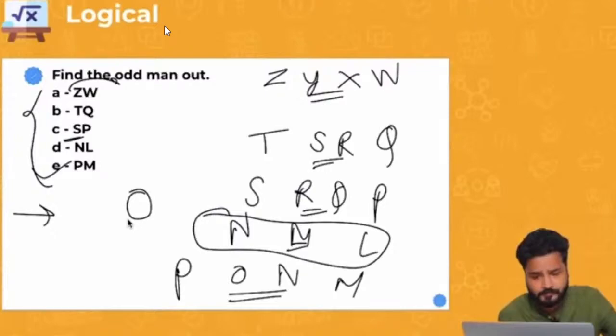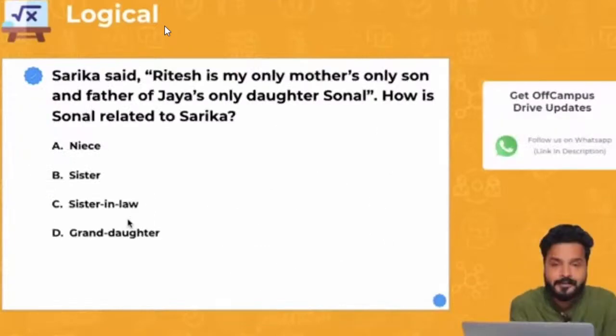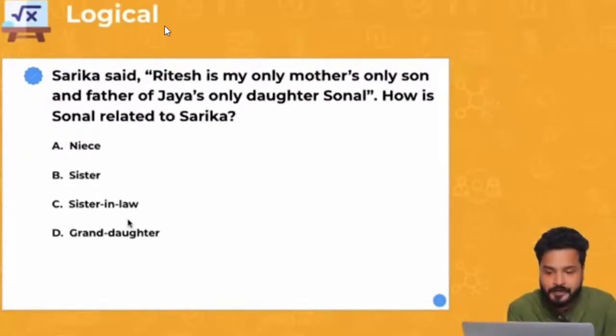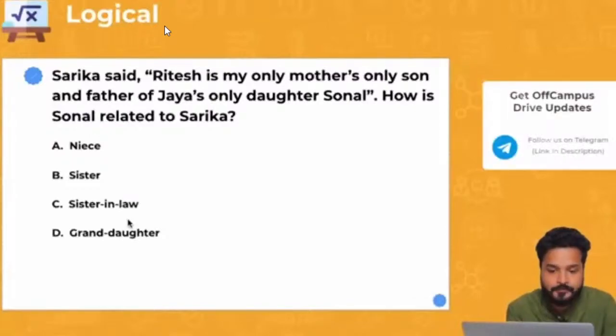Moving on to the next question, which is from blood relations. It says, Sarika said, Ritesh is my mother's only son and father of Jaya's only daughter, Sonal. How is Sonal related to Sarika? I'm giving you guys a minute's time over here, and let us see how many of you get the correct answer. So guys, your timer for a minute starts now.